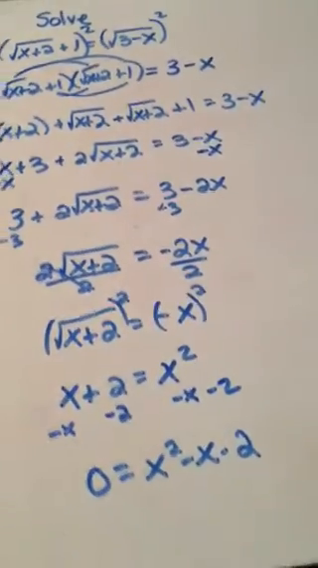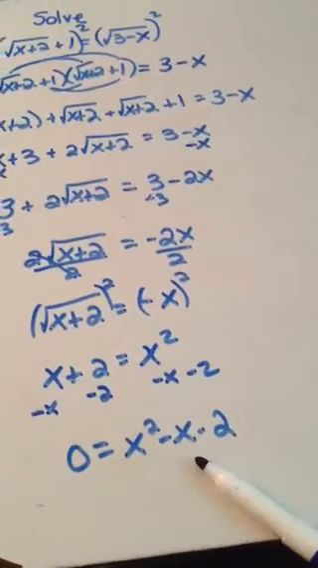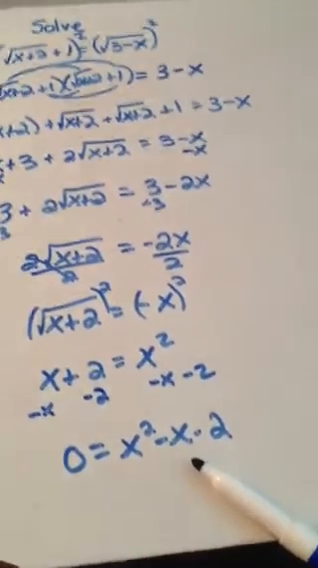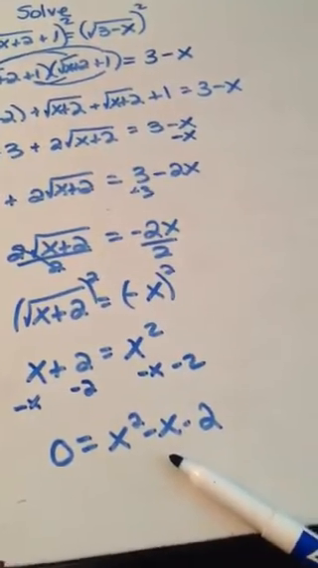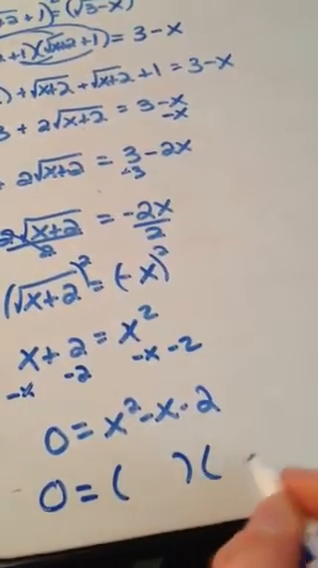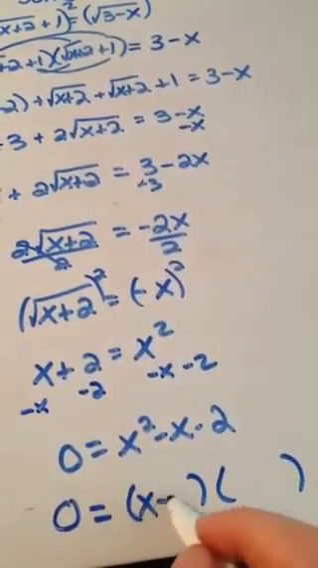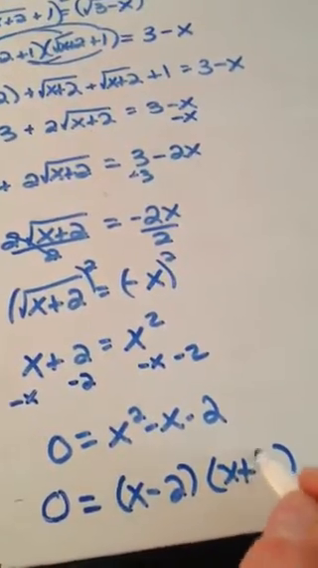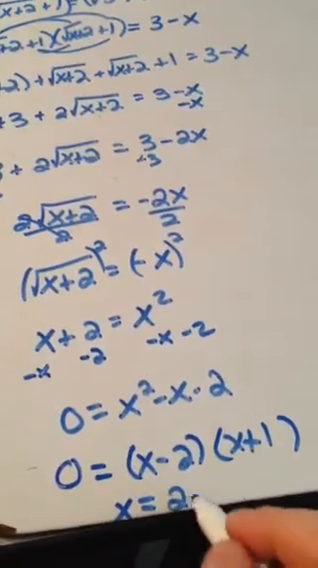So I have two options. I can either try to factor this, I could do completing the square, so I guess I have 3 options, or I could use the quadratic formula. I'm going to try to factor it. Let's see if it factors. A negative 2 and a positive 1. So my two answers should be 2 and negative 1.